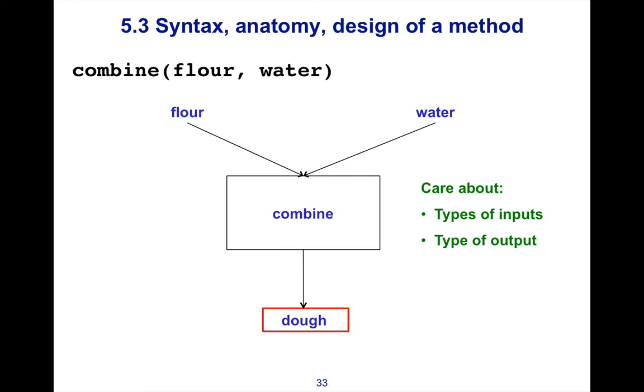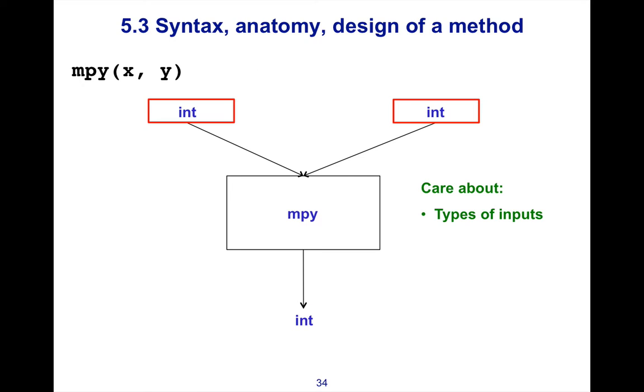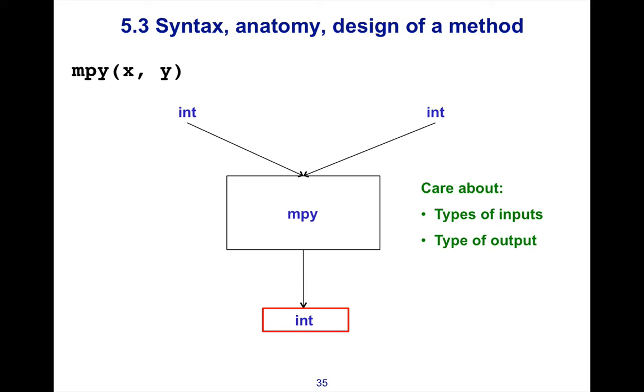And then the result also has a specific type. So combining flour and water produces dough, let's say, in this particular case. So let's take a look at a multiply method. Now, multiply is something Java can already do, but let's look at it as an example. And as a function kind of diagram, it takes in two integers, let's say, and then the result of that would also be an integer.